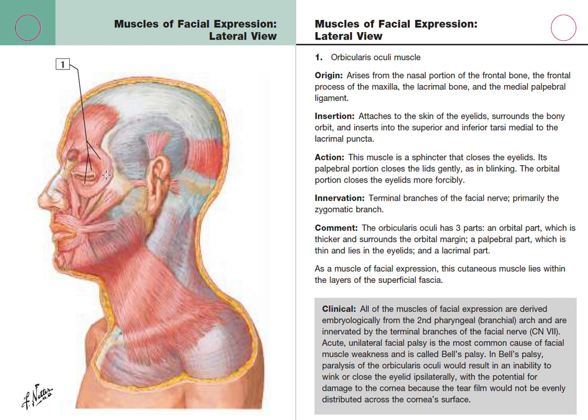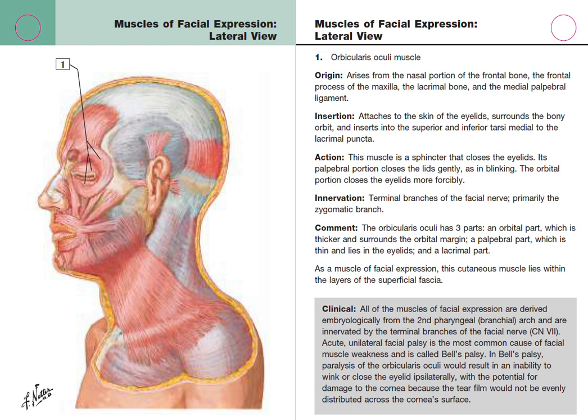The orbicularis oculi has three parts: an orbital part over here, following the cursor, which is thicker and surrounds the orbital margin. We have a palpebral portion, more medially, which is thin and lies in the eyelids. And we also have an even smaller lacrimal portion. As a muscle of facial expression, this cutaneous muscle lies within the layers of the superficial fascia.